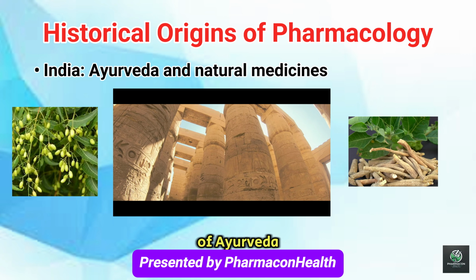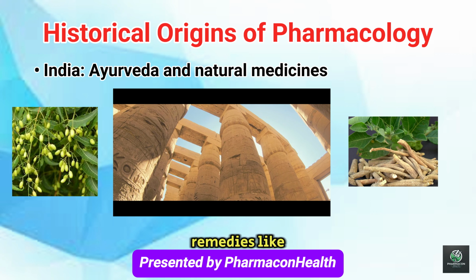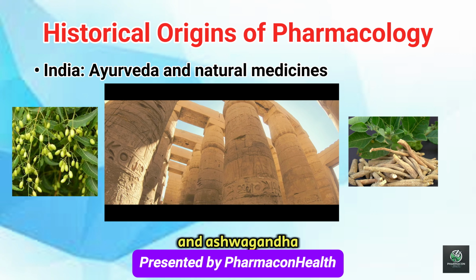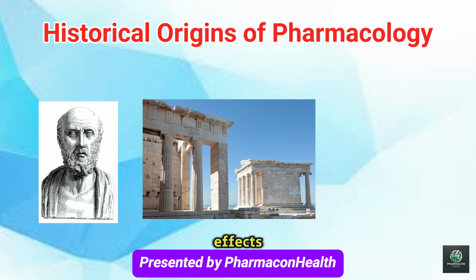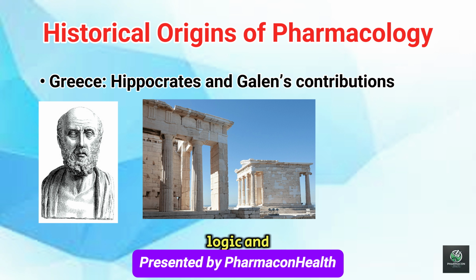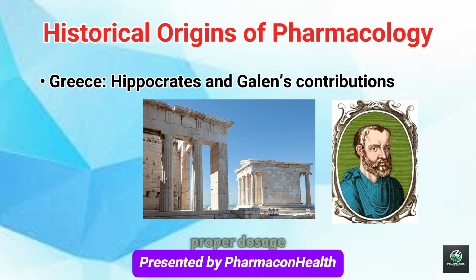In India, the system of Ayurveda, meaning the science of life, used herbs, minerals, and metals. Remedies like turmeric, neem, and ashwagandha were described long ago. Modern research is now confirming many of their effects. In Greece, Hippocrates used logic and careful observation in healing. Later, Galen built on this by organizing drugs and focusing on proper dosage.